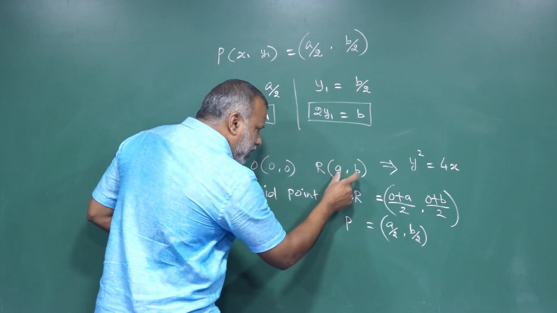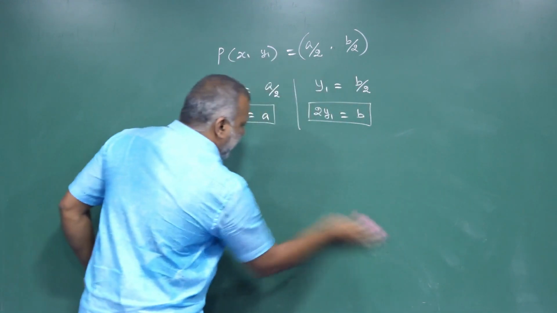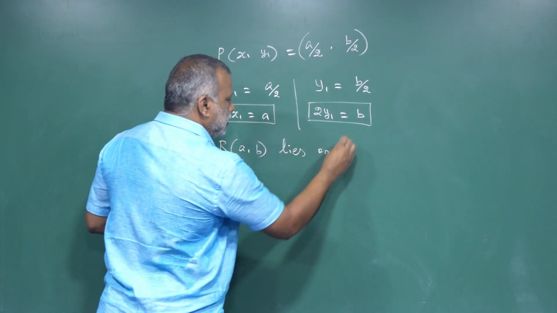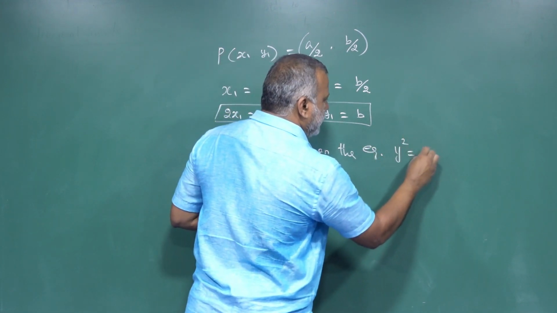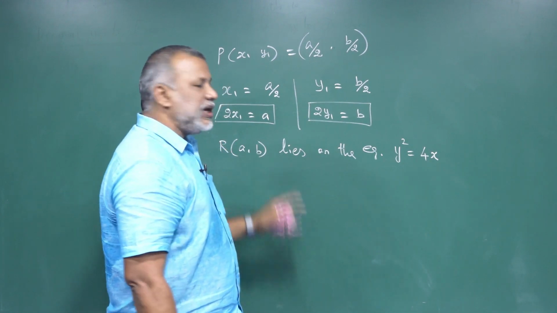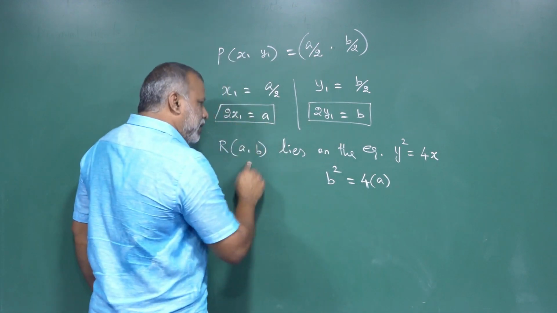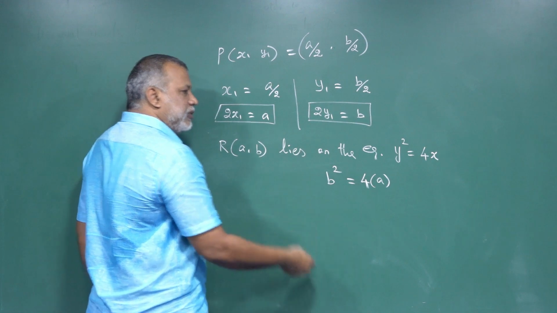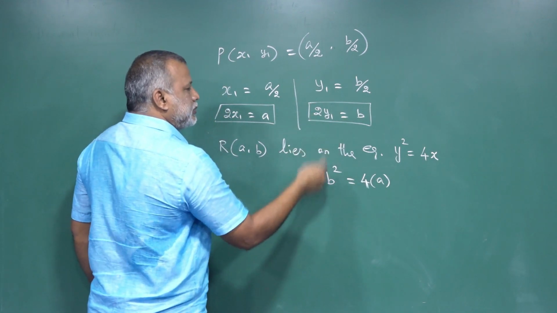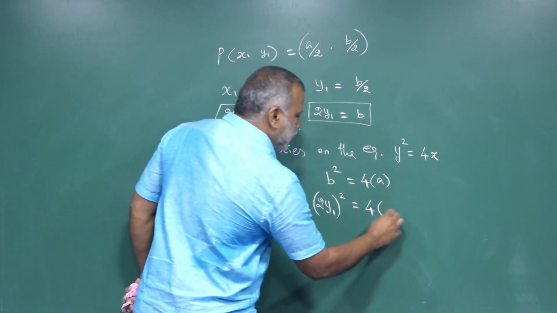Now this point R of A comma B lies on the equation y squared equal to 4x. Now listen to the concept. If a point lies on the equation, that means the equation passes through the point, so we can replace x comma y in terms of A comma B. So y squared becomes B squared, equal to 4 times x, which becomes A. Therefore B squared equal to 4A. We already found the value of B, so substitute here: B is replaced by 2y1 the whole squared, again 4 times A, and A is replaced by 2x1.